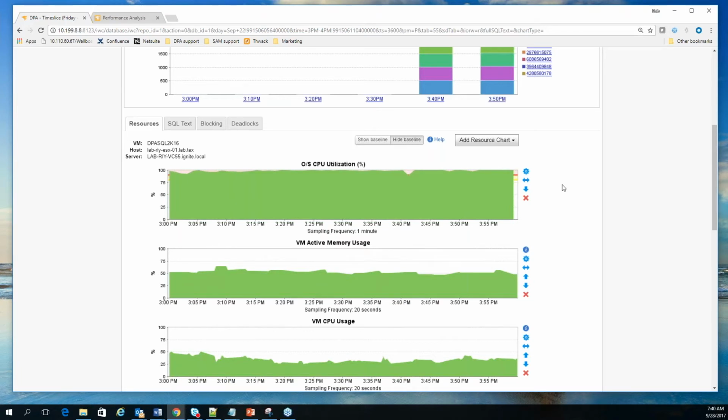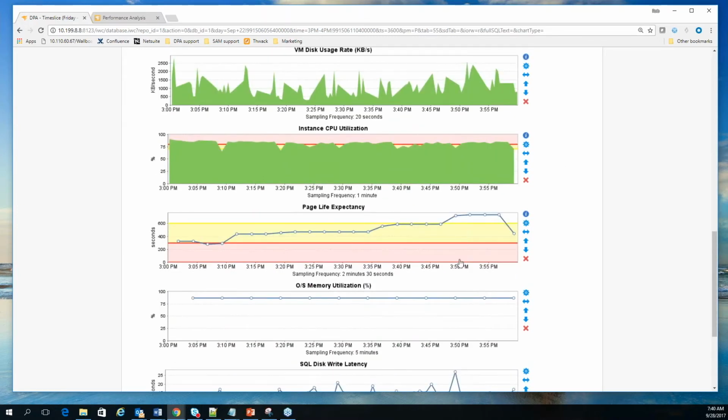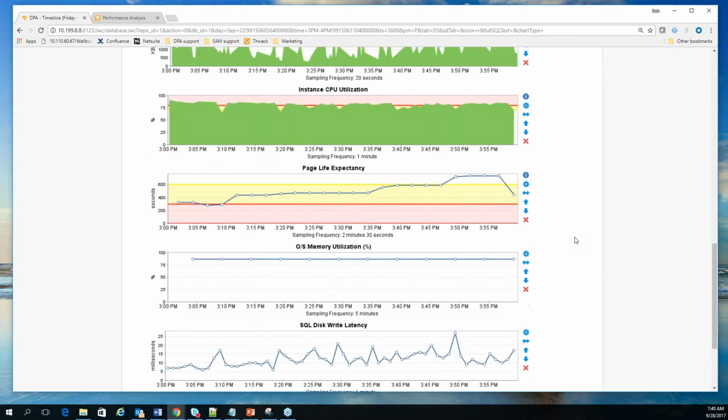Okay, but if it's not CPU, you can look at other metrics such as page life expectancy. That gives you a really good indicator of whether you have any memory pressure. You can look at the operating system memory utilization. For SQL Server, that's a little bit misleading, because SQL Server is going to grow into your max server size. It's going to go ahead and pre-allocate that for SQL Server, so you can play around with the thresholds on that if that's not exactly what you want to see.